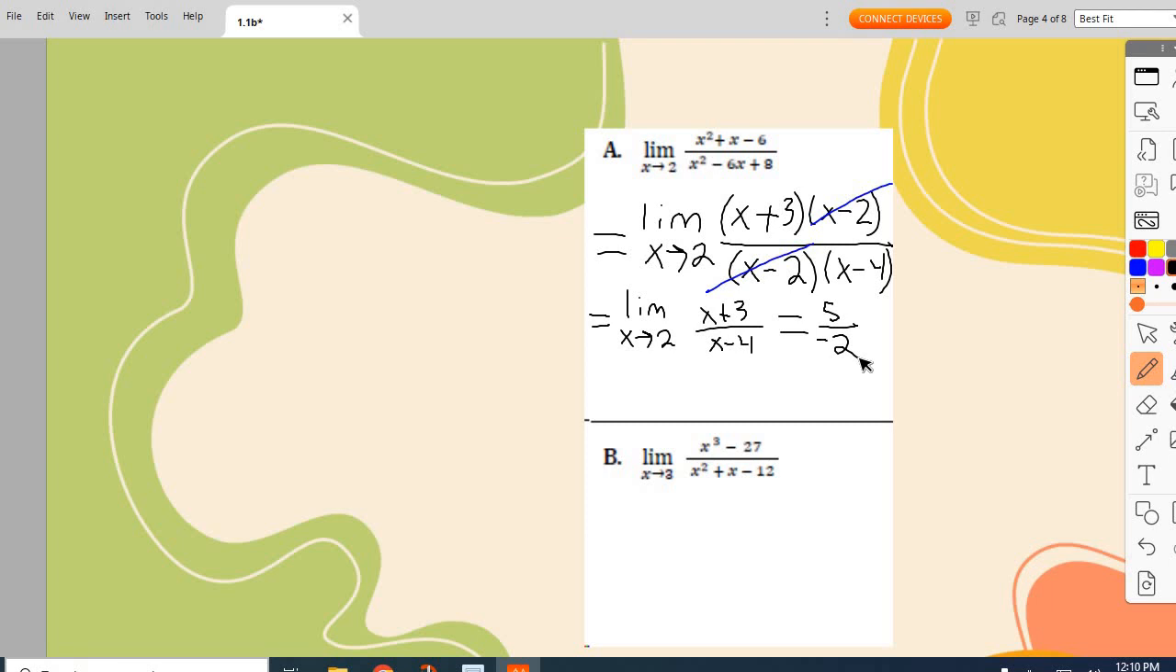Alright, what about the next one? What do we want to try first? Plug it in. So we get 9 plus 3 is 12 minus 12 is also 0. You also get 0 on the top. We're going to have to remind ourselves of something important there on the top: the difference of cubes formula. Yep, our SOAP.